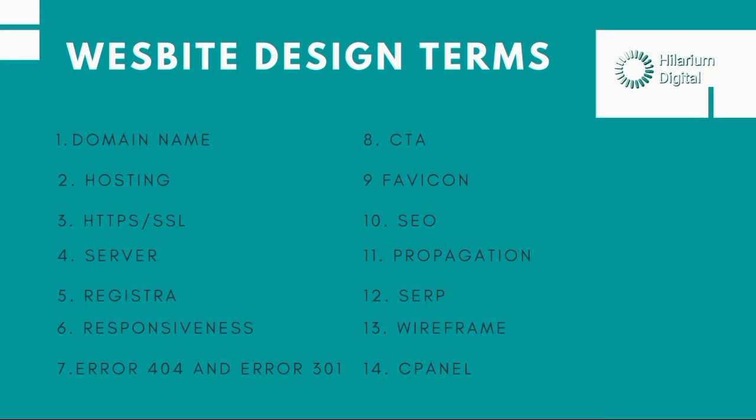Propagation is the time it needs for your domain name and hosting plan to integrate into the server. So when you buy a domain name and a hosting plan, it needs time to propagate. SERP stands for search engine result pages. When your website is fully optimized and somebody searches for a query on Google, the page that comes out is called the search engine result pages.